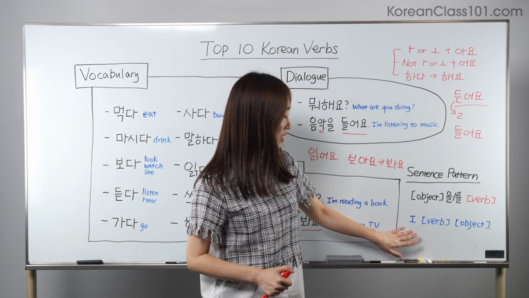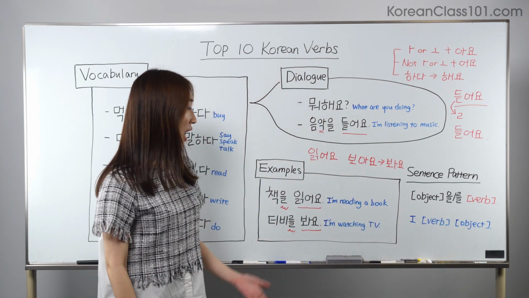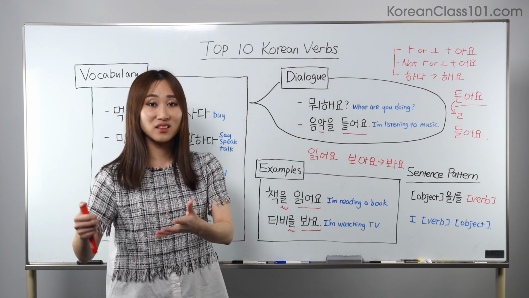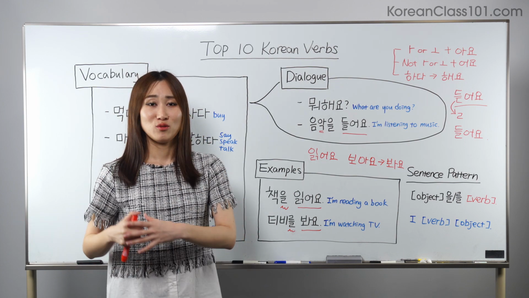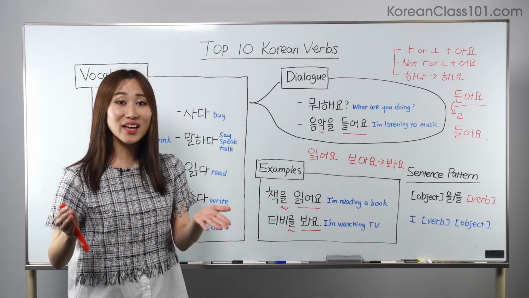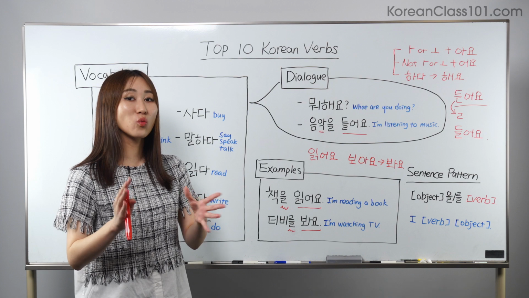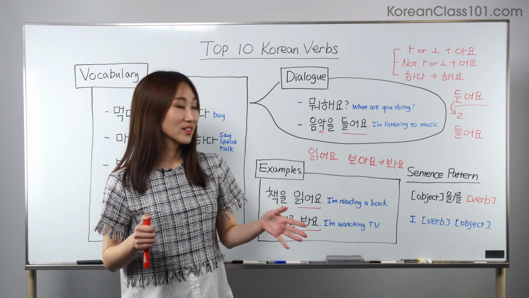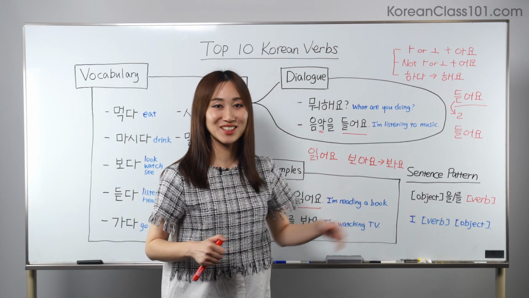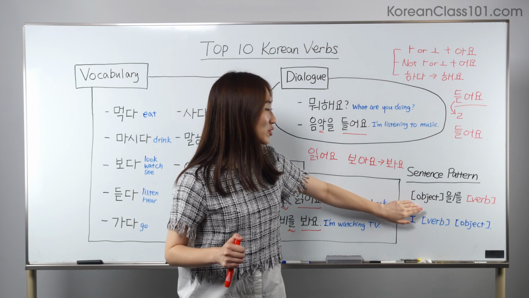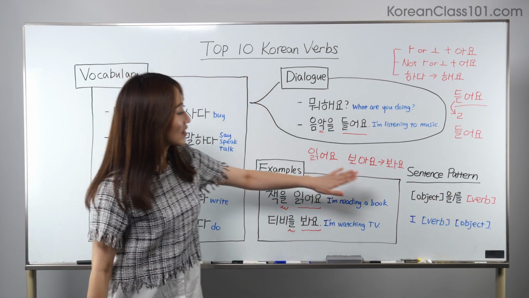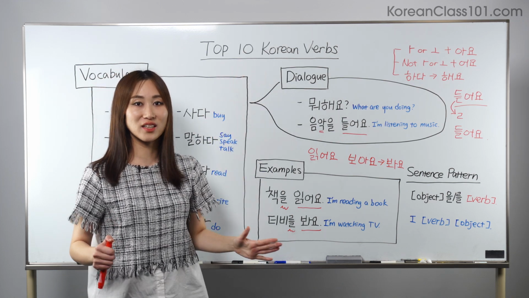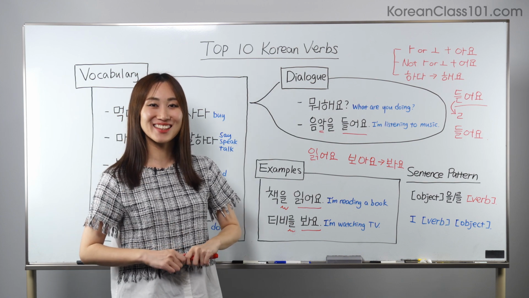In English, it will be just like subject, verb, object. For example, I read a book, I watch TV, I like an apple, I study Korean, I buy a bag. In English, the word order is very important, but in Korean, to know the object, we just put 을 or 를 in the sentence. So object, 을, verb. This sentence pattern is used in this dialogue, and this is how the Korean verb is used in the sentence. The Korean verb comes at the end of the sentence.